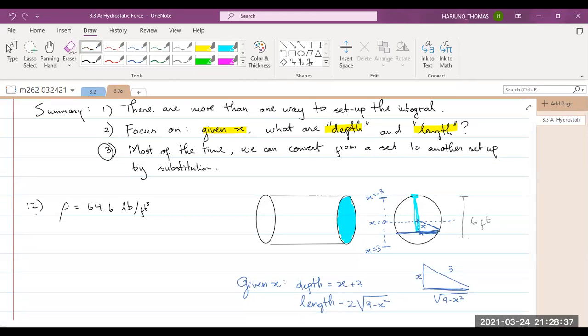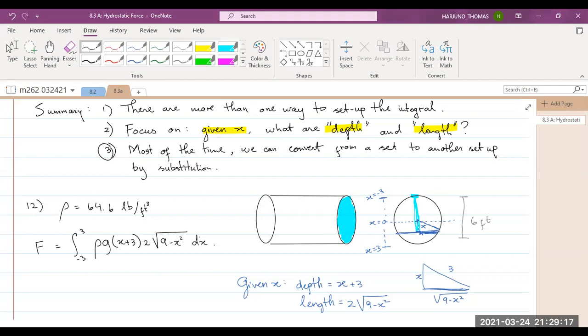Okay, so then the force will be the integral from -3 to 3 of rho g. The depth is x plus 3. The length of the strip is 2 times square root of 9 minus x squared dx. That's the setup. Now I believe you can integrate that yourself.